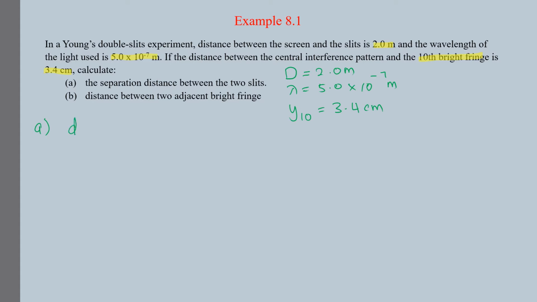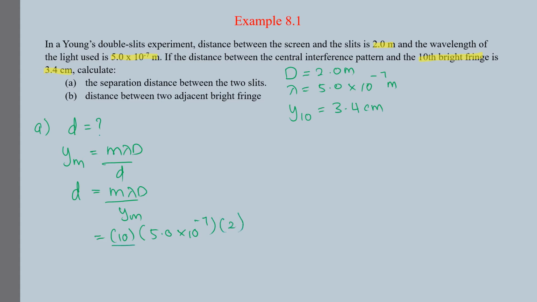So d, small letter d. Okay, the formula we have to use is Ym is equal to m lambda D over d. Okay, we rearrange d as the subject. So d is equal to m lambda D over Ym. m equals 10. Lambda equals 5.0 times 10 power of negative 7.